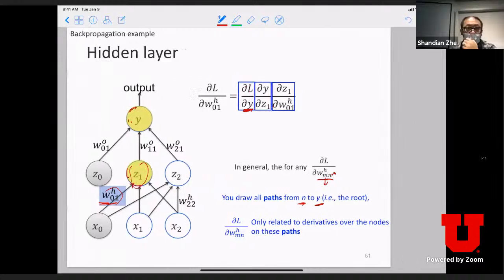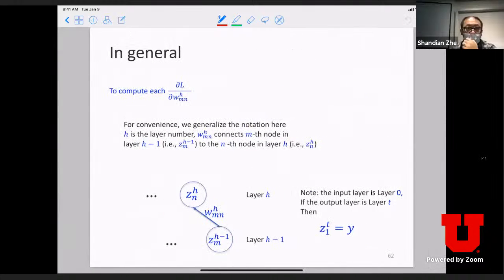So now, let us give a formal description of this rule to compute partial derivatives. But this is not backpropagation. It's just to motivate backpropagation. We're still doing the appetizer. Okay.